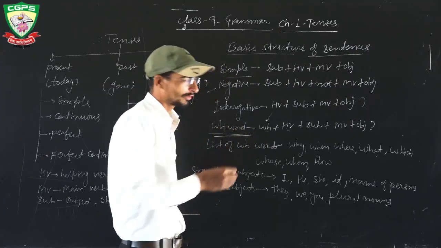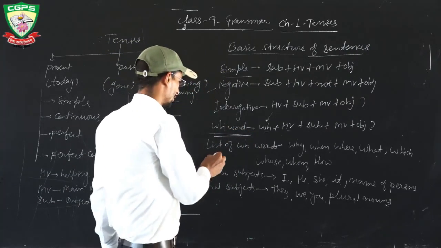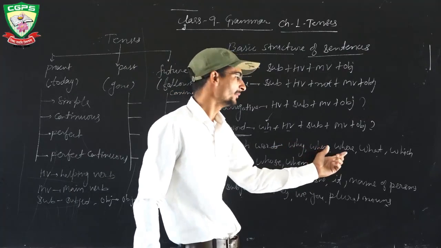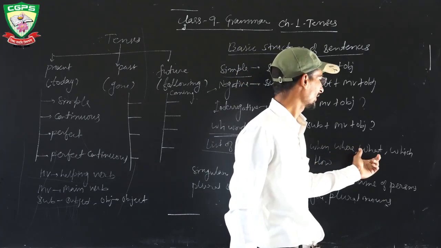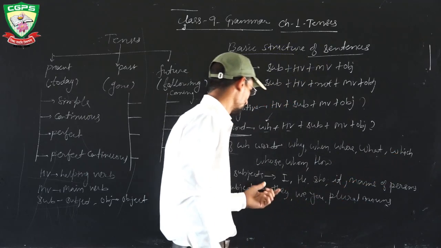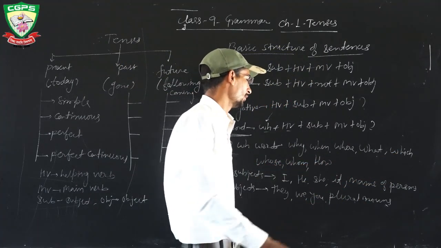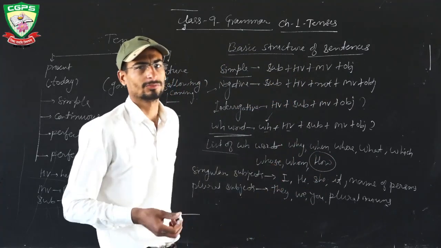Now what is the WH word? WH words are those which start with WH. So list of the WH words is why for reason, when for time, where for place, what for answer of subject, which, relative pronoun, whose, relative, whom, how. How is not starting with WH, but this is in the list of WH words.